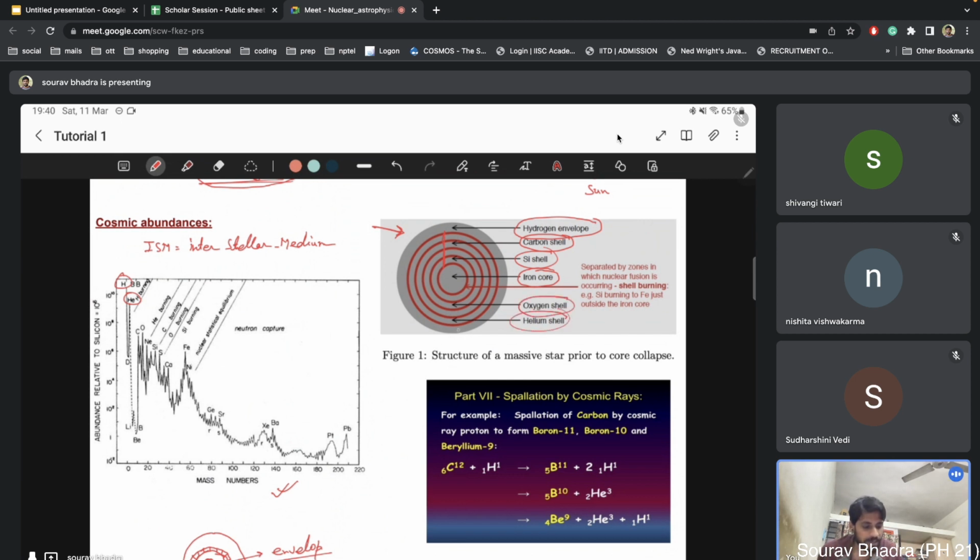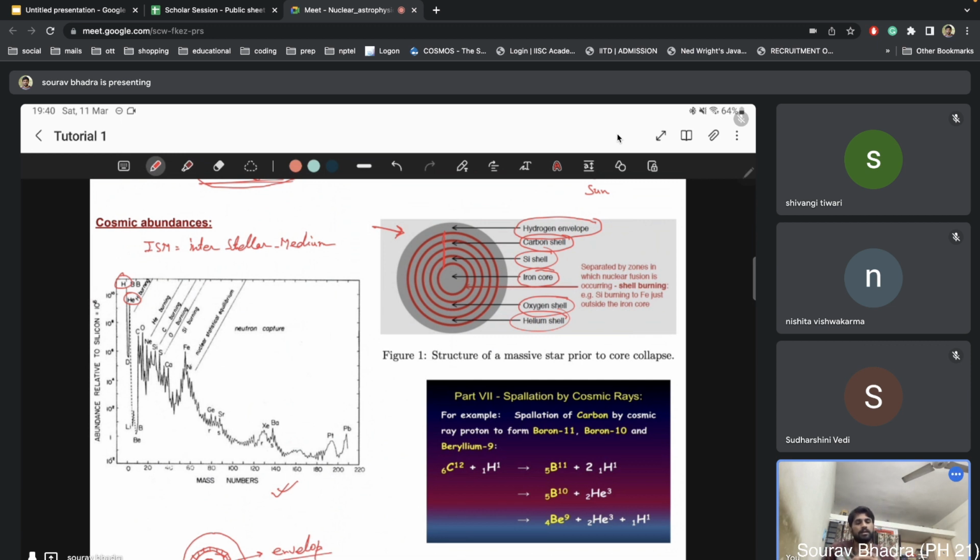The penultimate shell, which is just inside the last outer shell, is helium, and the outer shell is hydrogen. So this is the pre-phase of a supernova. After some time the star will explode and create the supernova. How the supernova will happen, I will not tell you today. If you are interested, I can tell you in later classes.